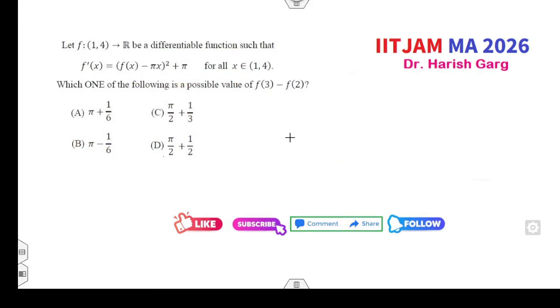चलिए पहला क्वेश्चन डिस्कस करते हैं. f is a differentiable function such that the derivative value is given to you. Which one of the following is a possible value? Look at the word possible. They are not asking you the exact value.